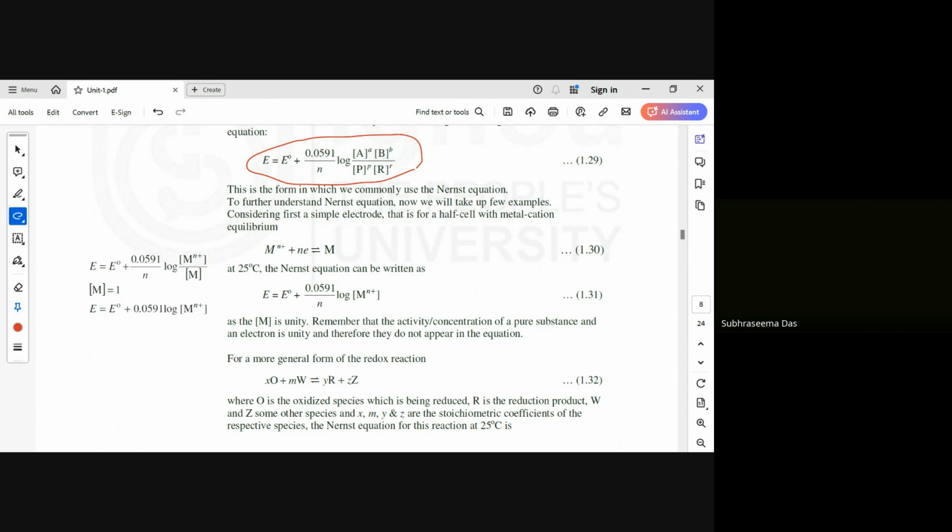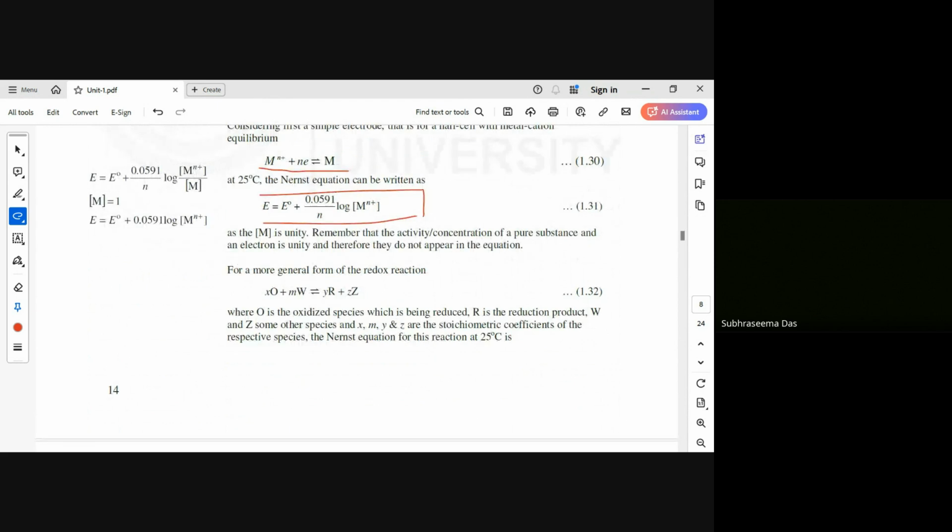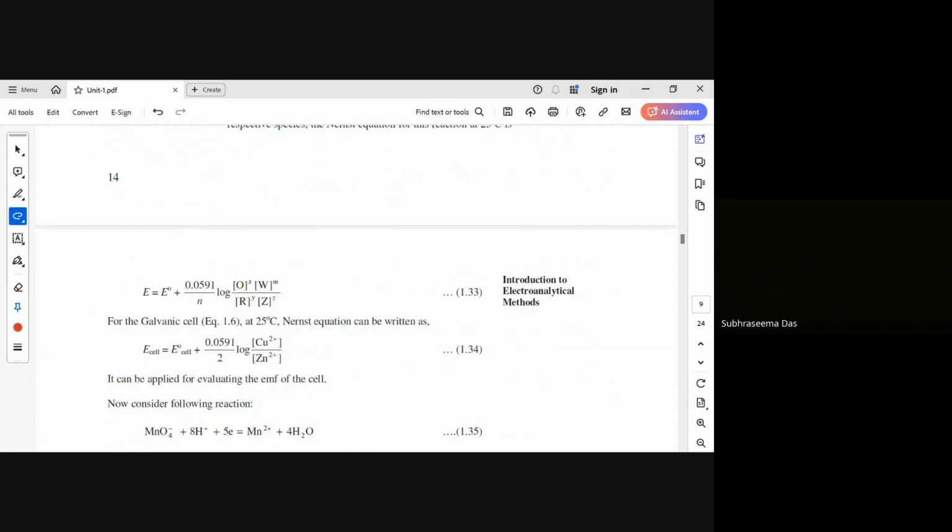Here one example of the utility of the Nernst equation is provided. In the first reaction, M n plus is converted to M, so n electrons are used here at 25 degrees. Now the E of this reaction is given as E zero plus 0.059 by 1 log of M. Since M is a metal in the solid state, its concentration is unity, so it does not appear in the equation. The final form is given like this. The Nernst equation can be applied to various types of reactions.